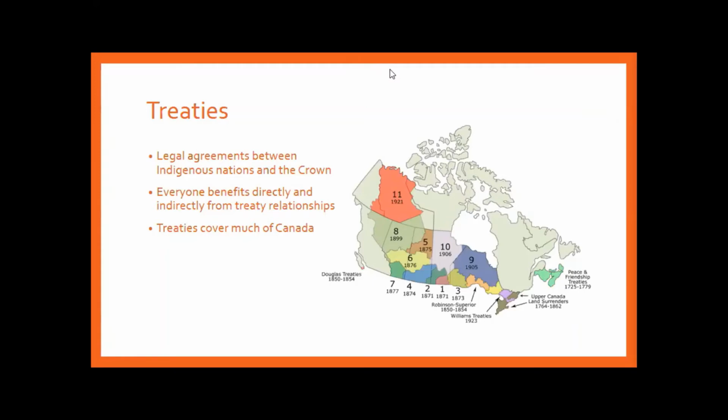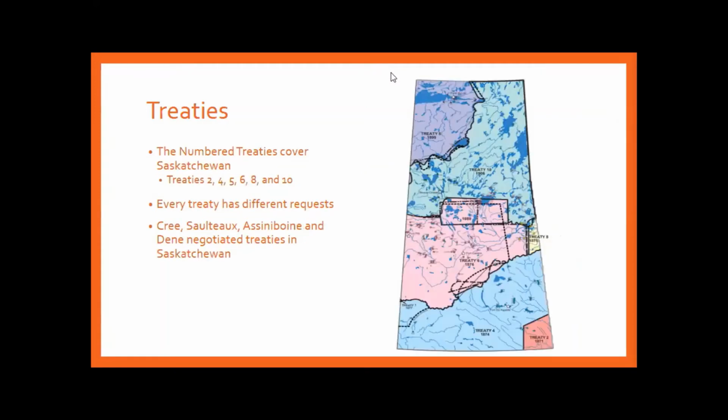In Saskatchewan, we are covered by what's called the numbered treaties. So the numbered treaties are Treaty 1, 2, 3, all the way up to Treaty 11. And they were signed between 1871 and 1921. And they're called the numbered treaties because they're numbered in the order they were signed. So Treaty 1 is signed first, Treaty 11 was signed last. For us, when we're in Saskatchewan, we're under Treaty 2, 4, 5, 6, 8, and 10, depending on where we're at in the province. And those agreements were signed with the Cree, the Saulteaux, the Assiniboine, and the Dene nations.